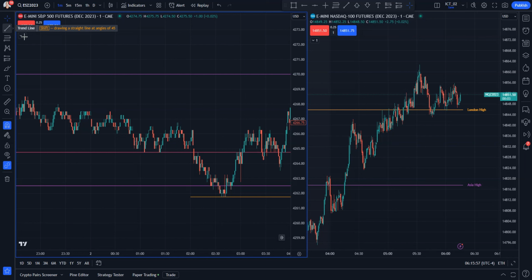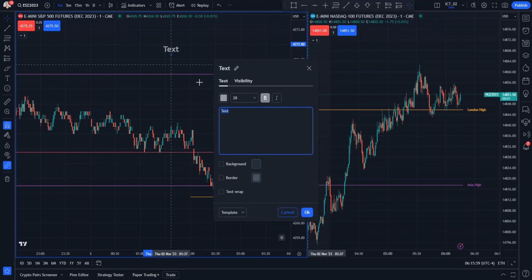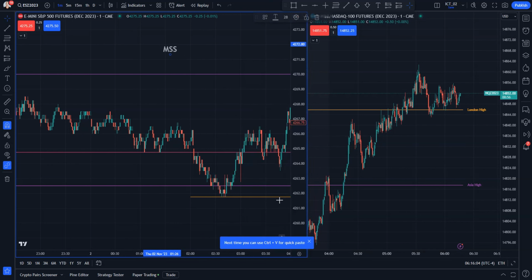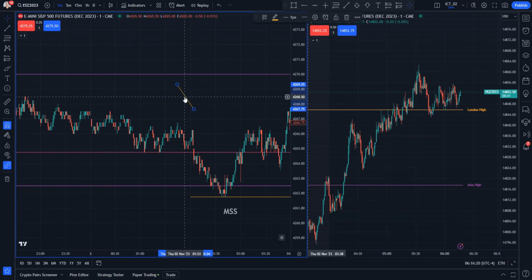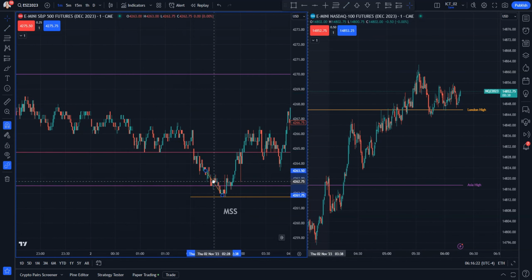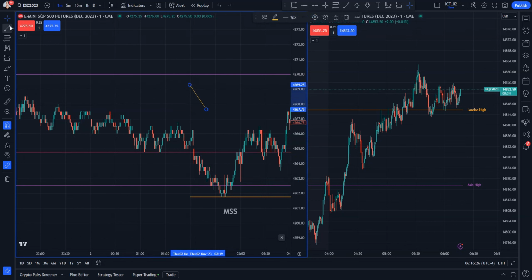So the MSS, market structure shift. This was basically a small market structure shift in that area. Let's leave it here at the bottom. So first of all, the break of the low, okay. That's basically that sweep. I'm going to draw it up here for you just to see how it looks. And then the market moves higher.